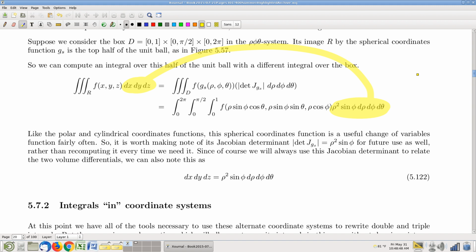Absolutely can forget. Write this down all at once. Deep breath. Rho squared sine phi d rho d phi d theta. All at once. Don't ever write this down by itself. Why would you? It's never a thing.